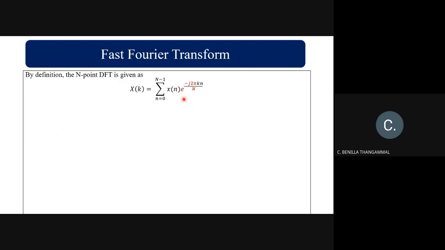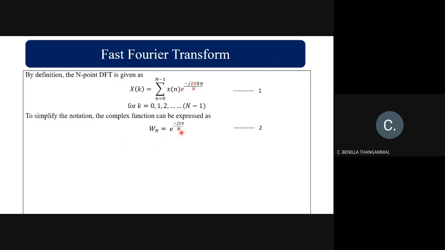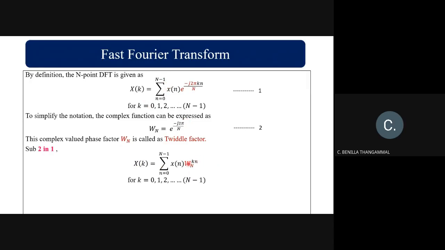To simplify the notation, I'll take this complex function as W suffix N, which is equal to e power minus j2 pi by N. I'll substitute this W suffix N in equation 1. This complex function W suffix N is called the twiddle factor. So substituting 2 in 1, X of k equals summation n equal to 0 to N minus 1, x of n, W suffix N power kn, for k equal to 0, 1, 2, 3 up to N minus 1.